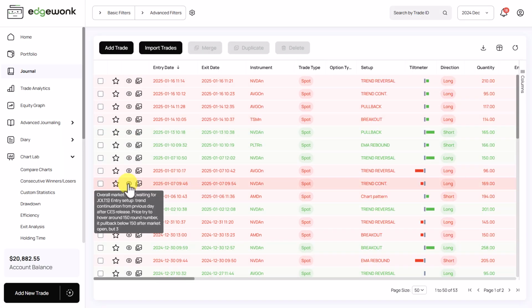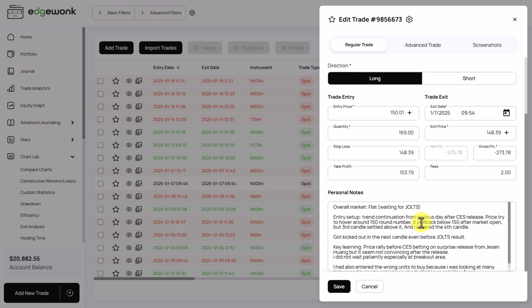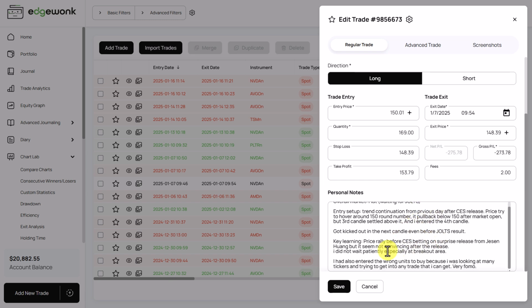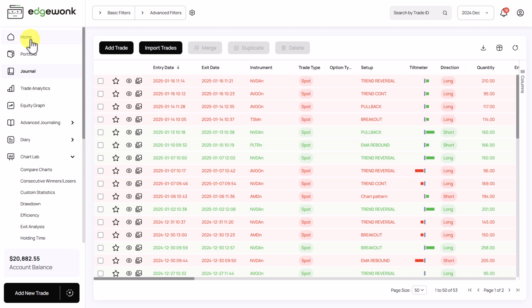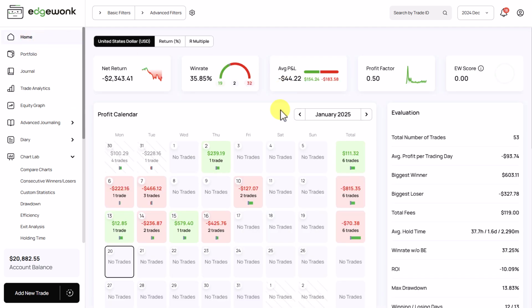Let's open a third trade here, and when we go to the notes in this trade, he said, "I had also entered the wrong units to buy because I was looking at many tickers and trying to get into any trade that I can get, very FOMO." And this seems to be his biggest problem, FOMO, overtrading. Whereas he only should have taken 16 trades in this period, he ended up taking 53 trades.